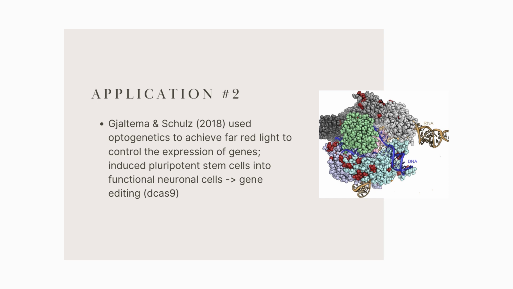This allowed for gene editing, more specifically in the enzyme called Cas9, which is deactivated. This enzyme basically acts as a molecular scissor function that allows for transcription to occur. So this really signifies the effects optogenetics can have on gene editing in particular, especially when it comes to DNA.